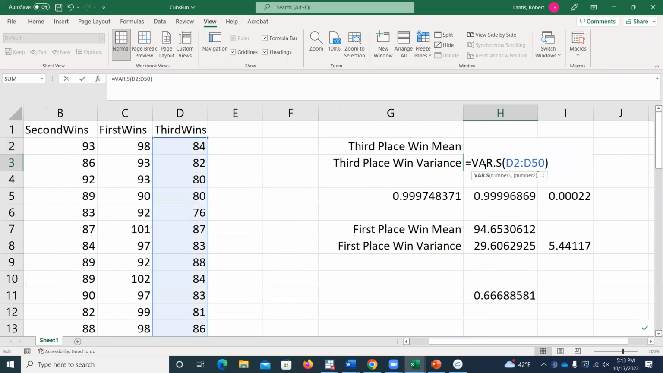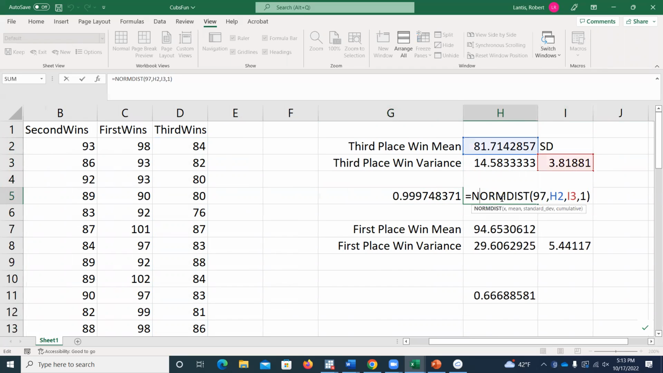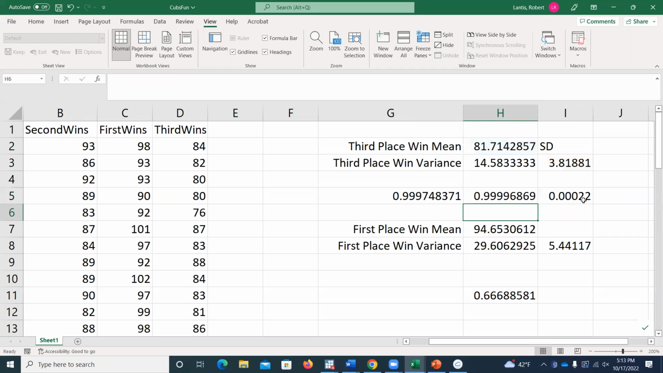I can also find the variance on that number of wins. I took the square root here, which gives me my standard deviation. I then went over here and said, okay, if I got 97 wins, the average is 81.7, and the standard deviation is 3.8, what's the probability that if I had 97 wins or fewer that I end up in third place, which is really, really close to one, right?